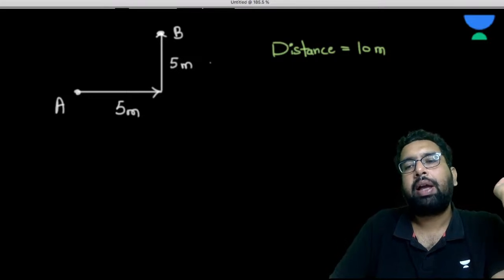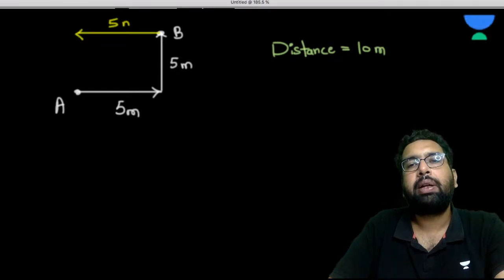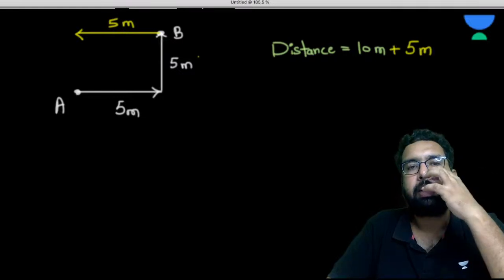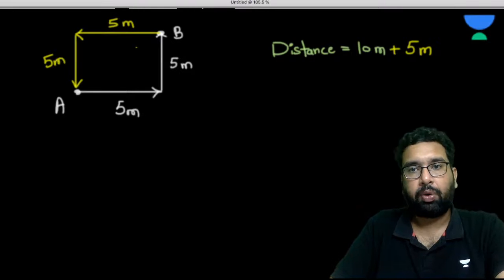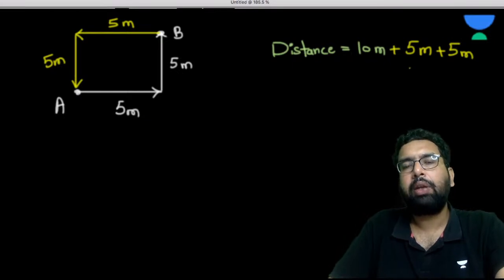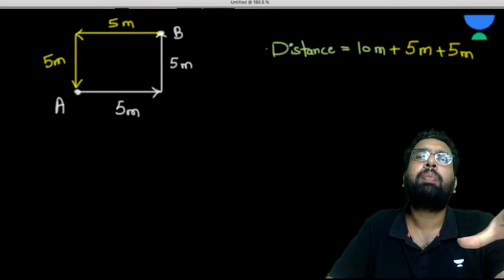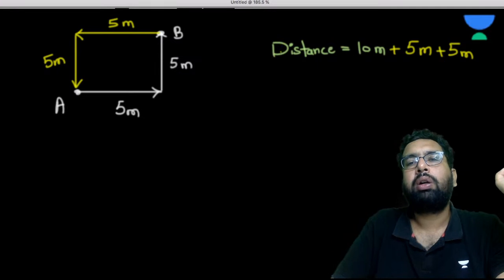If afterwards you have moved returning towards the east like this, 5 meter, the distance will become 5 more meter, that is 15 meter. Then if you come back to a point, you can add a further 5 meter. So this is your distance. Whatever actual path you are following is going to be called your distance.